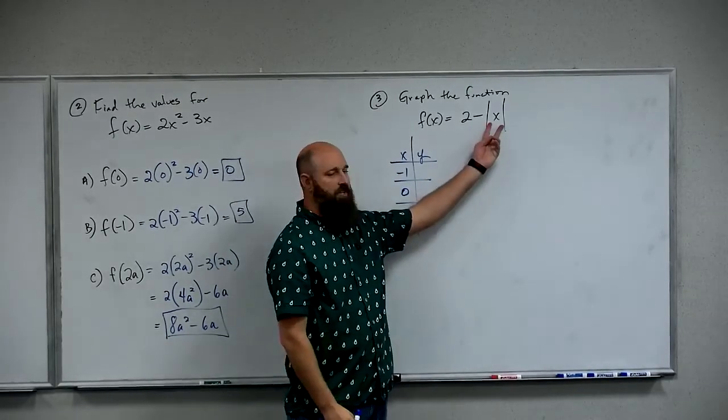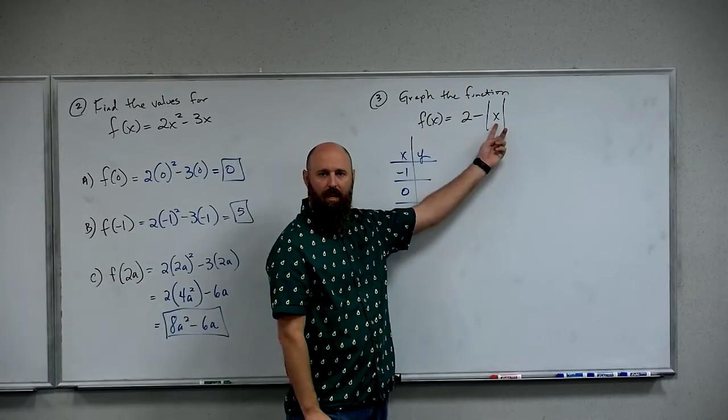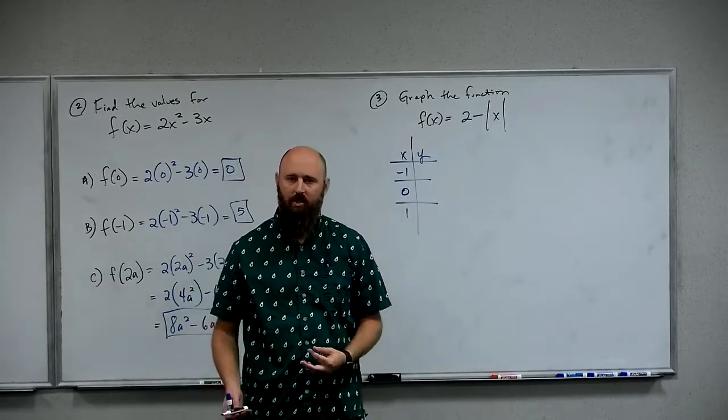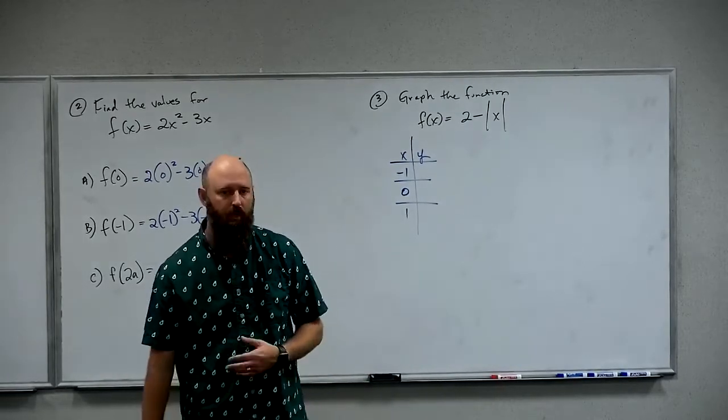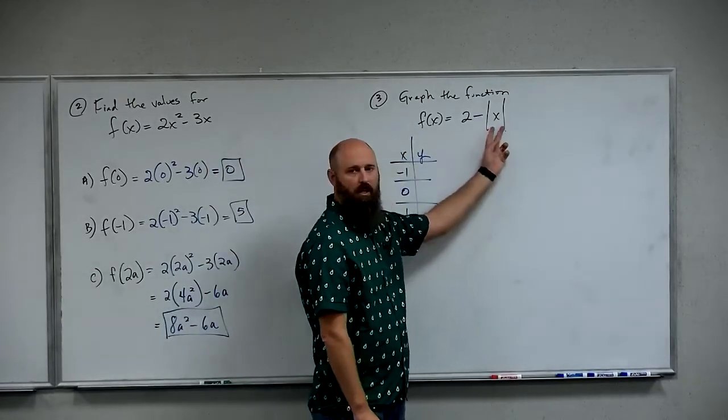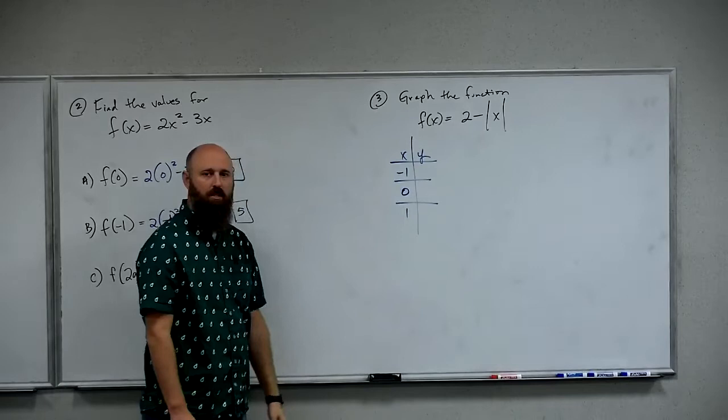Remember that if there is something in here, we do the opposite. So x plus 2, we would do -2 in the middle. Or if it said x minus 2, we would do +2 in the middle for those pieces. But in this case, there's nothing inside the absolute value bars there, so we can do our 0 in the middle.